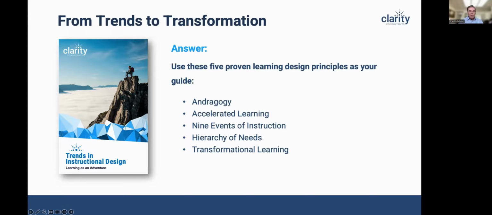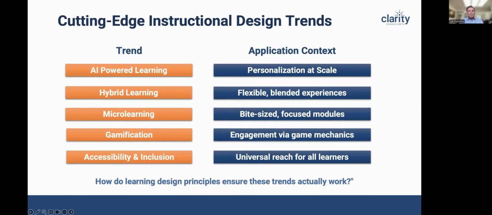By the end, you'll have a systematic approach to trend implementation. Let's start by getting clear on what these trends are all about and why they matter to you. Here's the 5 trends in the orange stack on the left: AI-powered learning, hybrid learning, microlearning, gamification, and accessibility and inclusive design. And in the blue stack on the right, I've listed how each trend practically and usefully supports a learning experience. Let's take a quick look at each one.